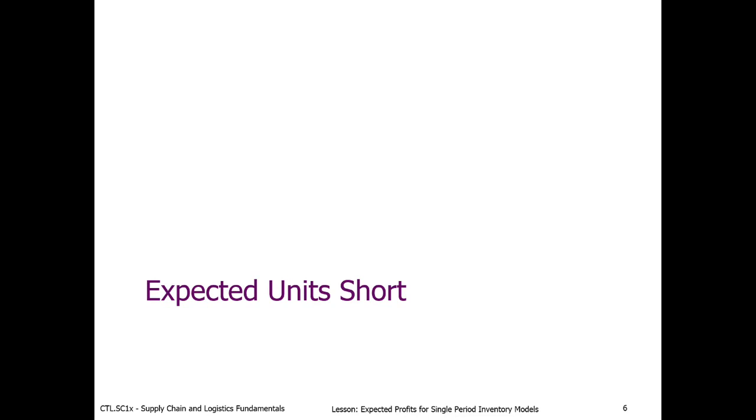So let's take a look at how to calculate the expected units short. First though, let's look at the other values that we're going to have to find expected values of. I'm going to look at this for two cases. One is where we have a continuous variable for demand, and that could be something like the normal distribution, as well as a discrete case. And this is where my demand only takes discrete values, like a Poisson distribution.